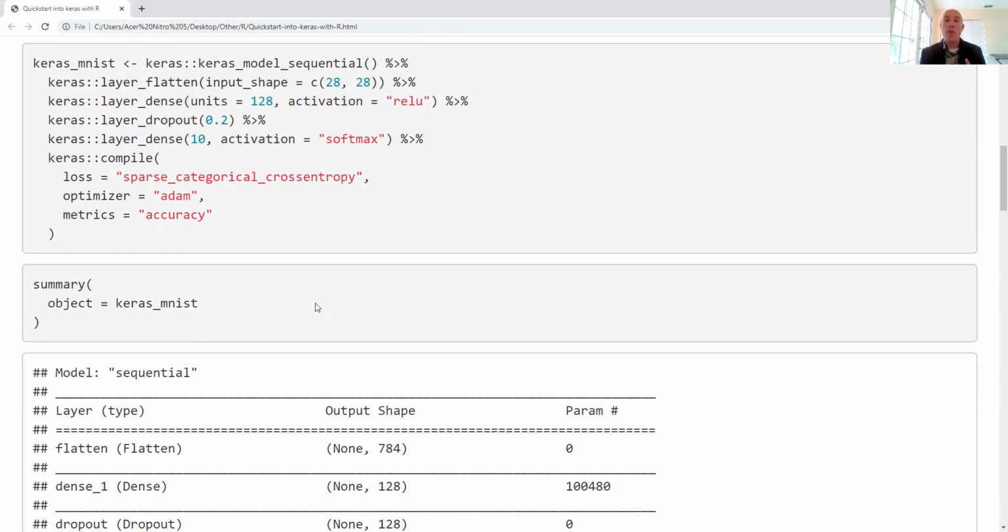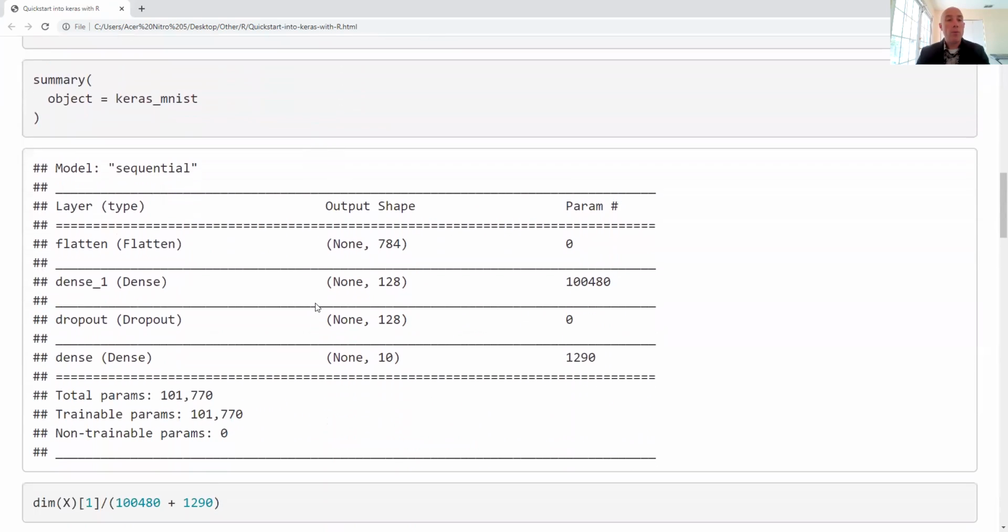What I did was I specified the structure of the model. That's all I've done. I haven't actually fitted the model at all. The actual data itself has not been included. So now we can see that if I use a summary function on the model structure, we have the layer, the output shape, and the number of parameters.